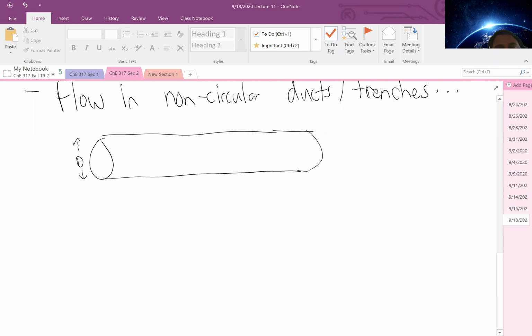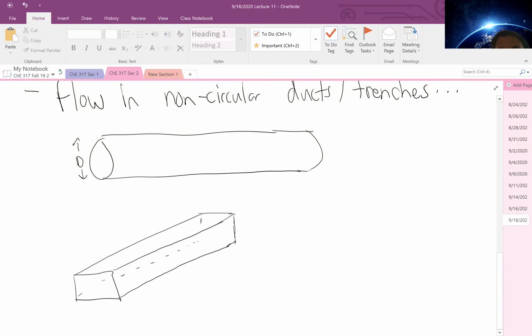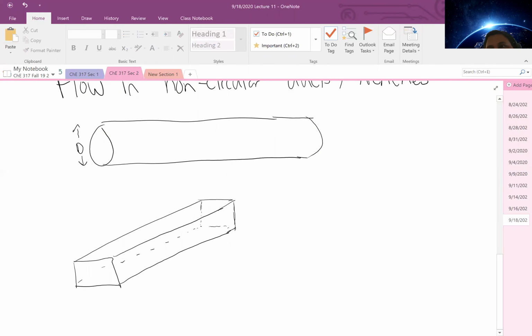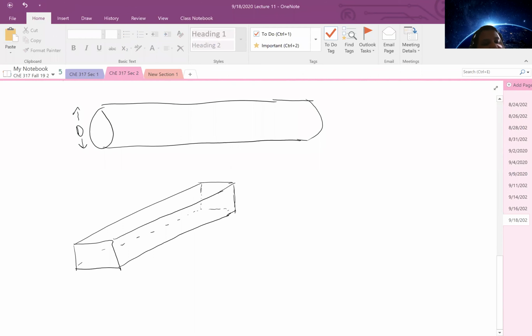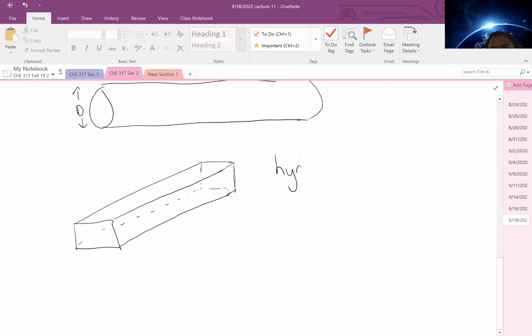However, we can also consider flow systems which are square or rectangular in nature. And so with this in mind, we cannot just guess an approximate diameter. We have to calculate what's known as an effective diameter through means of what is known as a hydraulic radius.